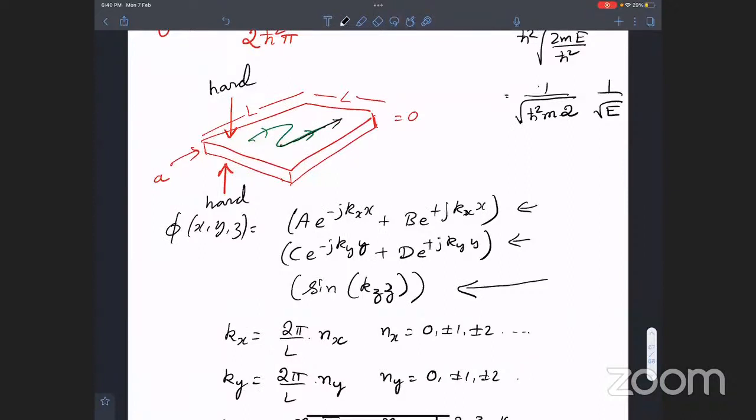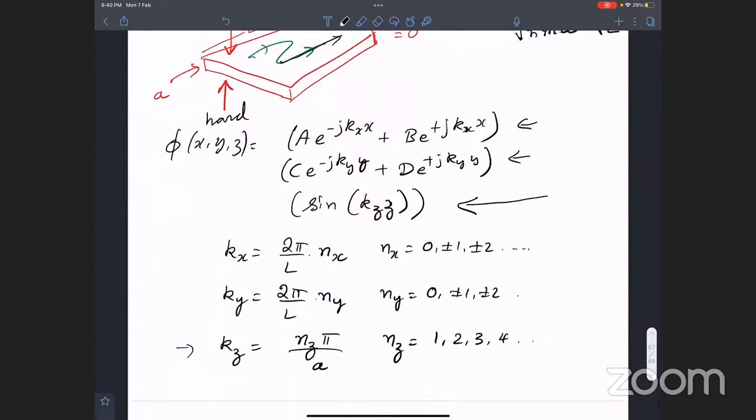I don't want standing waves. I want current to actually flow, right? But in the z, I know for a fact that the electron is not escaping, so I put a hard boundary on that. And for a hard boundary, we know that the quantum number cannot be 0. So nz cannot be 0. But nx and ny can be 0. I hope this is becoming clear to you, right?